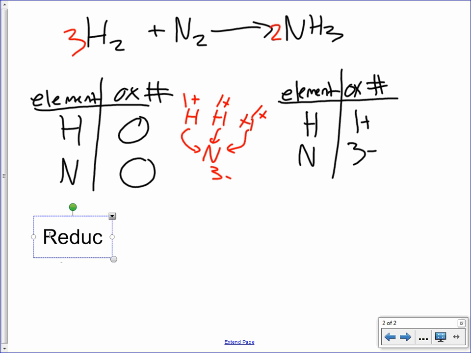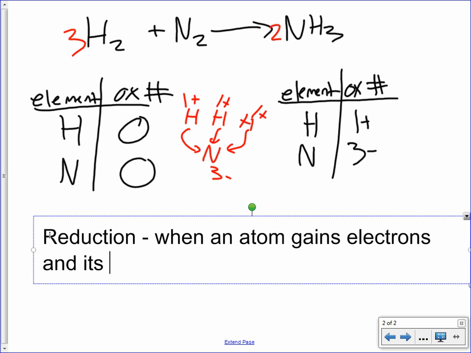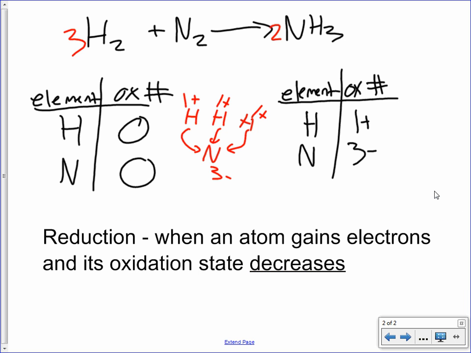Okay? So let's talk about reduction. Reduction is when an atom or element gains electrons and its oxidation state decreases. So the easy way to remember this, when its charge gets reduced, like nitrogen's did here, its charge went from 0 to -3, its charge got reduced, so we say it was reduced in the reaction. So nitrogen was reduced here. It gained electrons, charge went down.